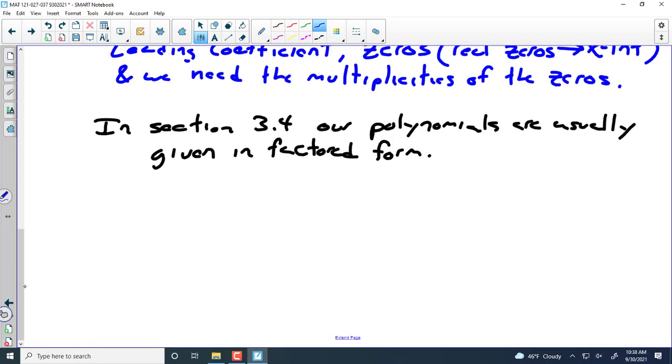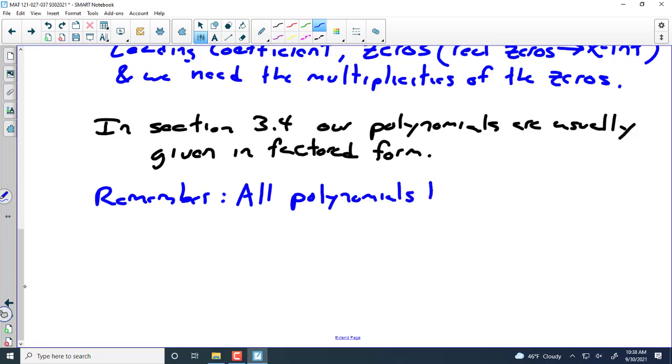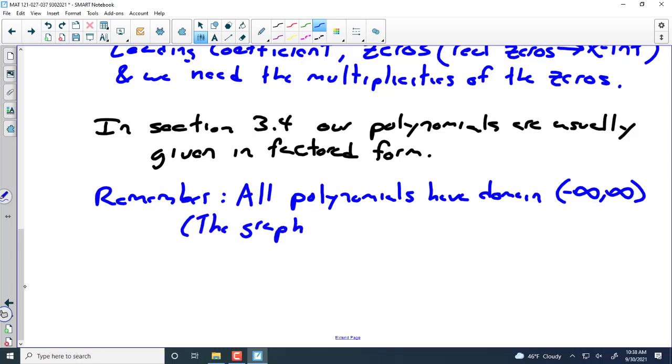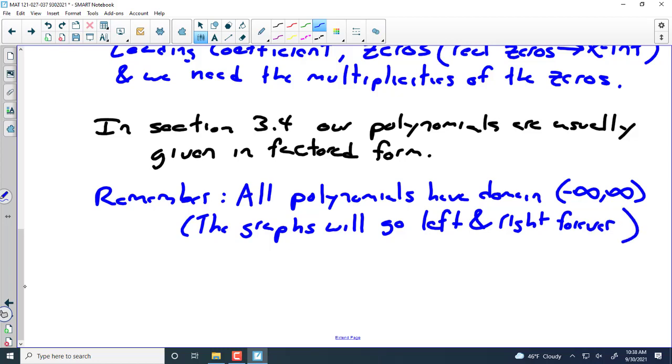Some things we need to remember. One big thing we need to remember is all polynomials have domain negative infinity to infinity. And what that really means for us today is the graphs will go left and right forever. When we draw a graph of a polynomial, we need to make sure we use arrows to show it is going off to the left and the right forever and ever and ever.